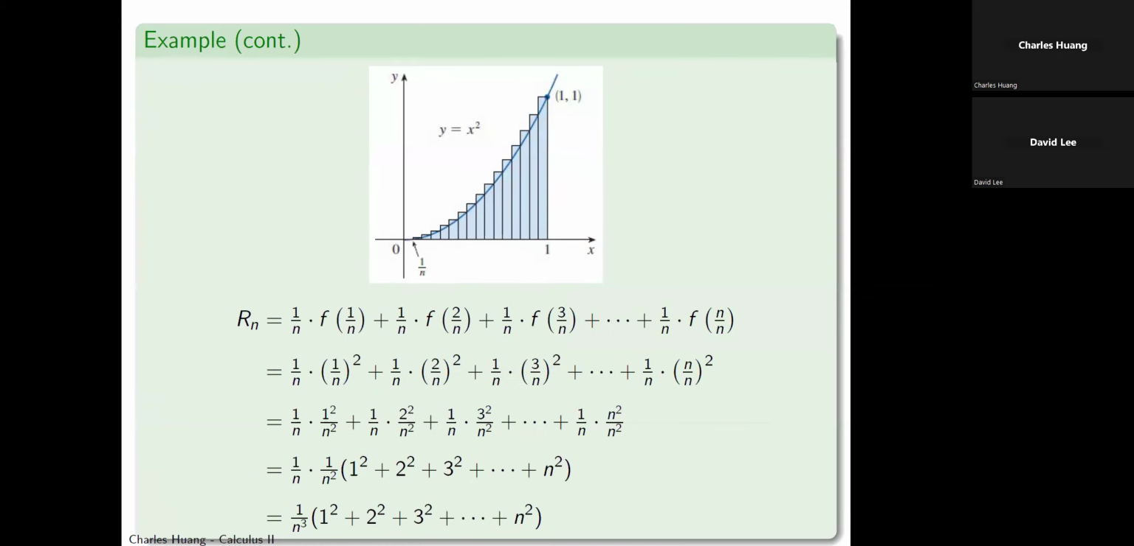This is going to look ugly. So we're going to have something that looks like this.